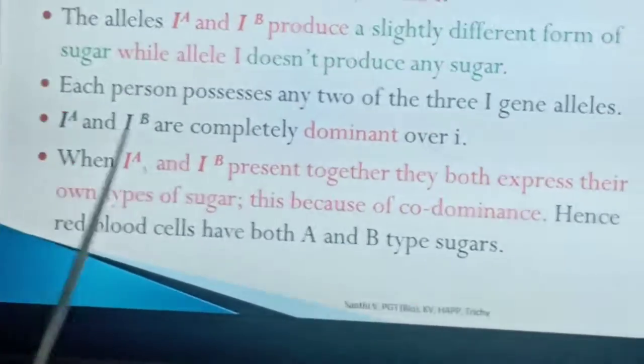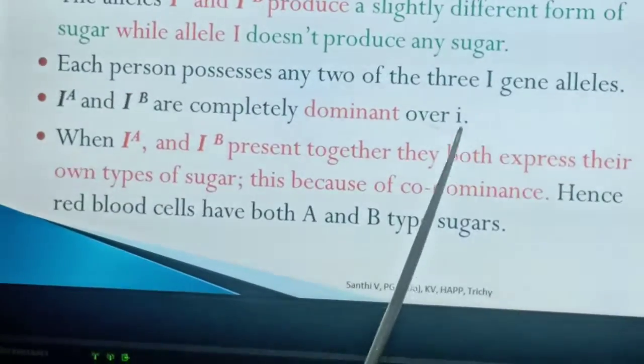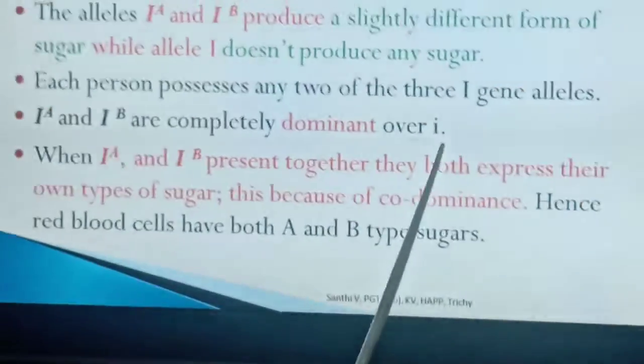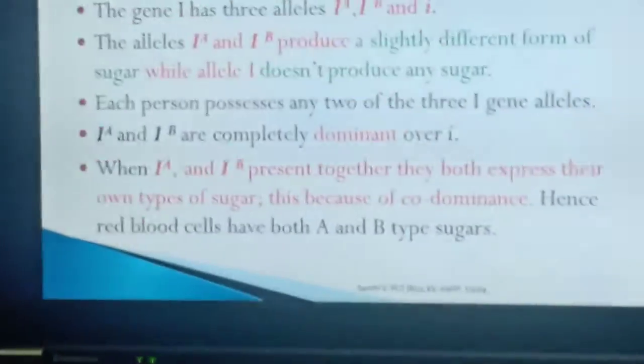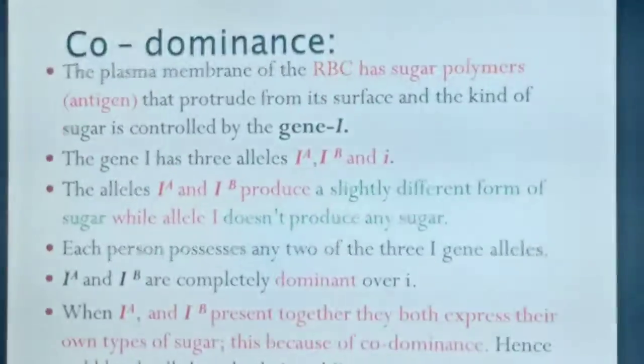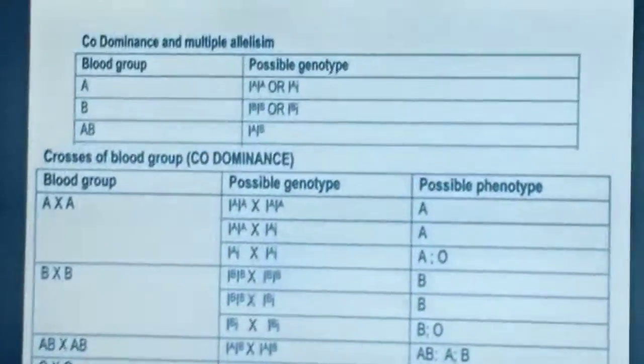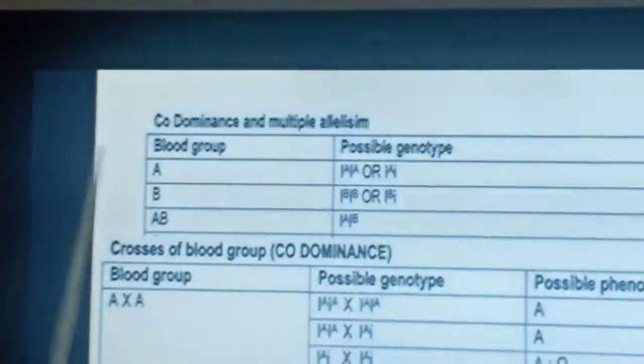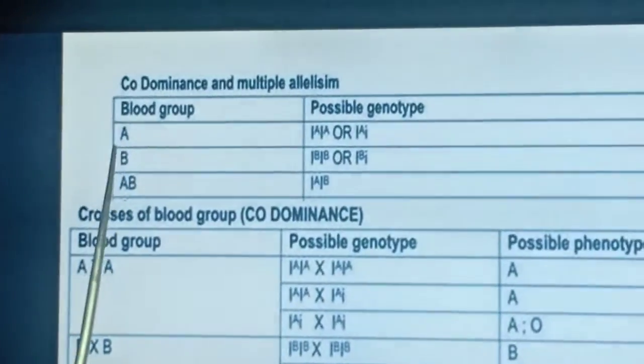So A and B are completely dominant over the O blood group, which is determined by the small i gene. You know already, recessive genes are always denoted by small letters. So now let us see the genotype of each and every blood group.